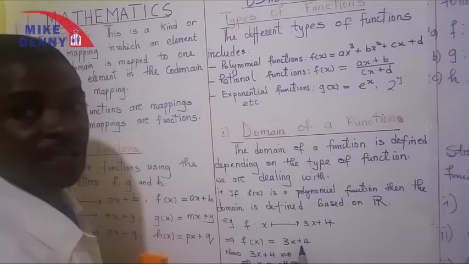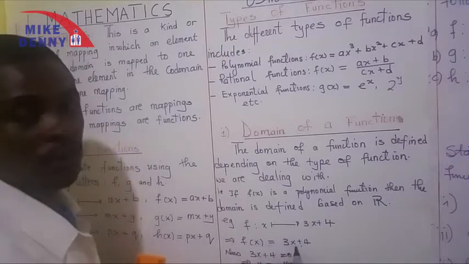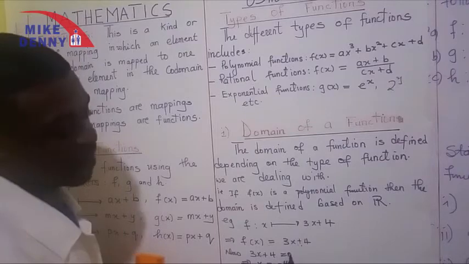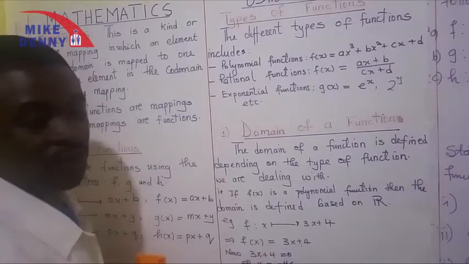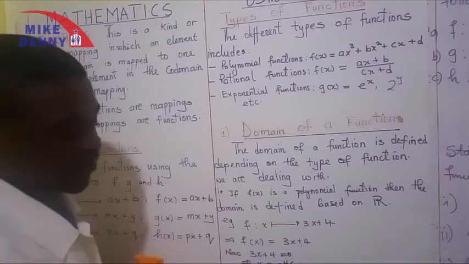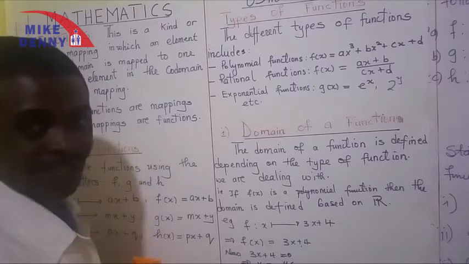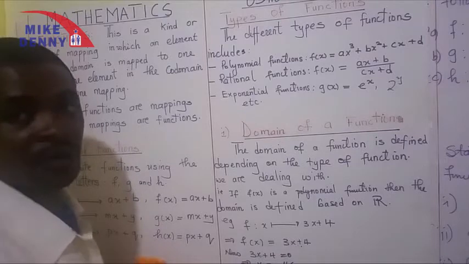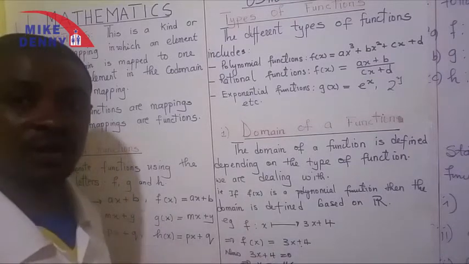So how do you calculate the domain now? You simply let f(x) be equal to 0. That's why I say now 3x + 4 = 0, and you solve for x. When you solve for x, we discover that the answer belongs to the set of real numbers. So the domain, always denoted as dom f, the domain of f is {x : x ∈ R}, because -3/4 belongs to the set of real numbers.